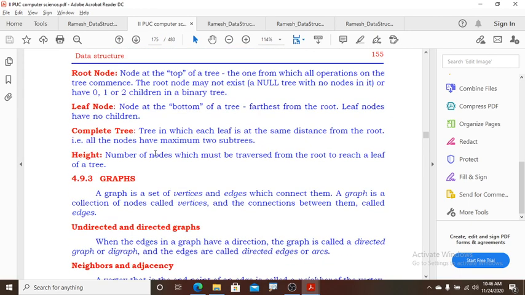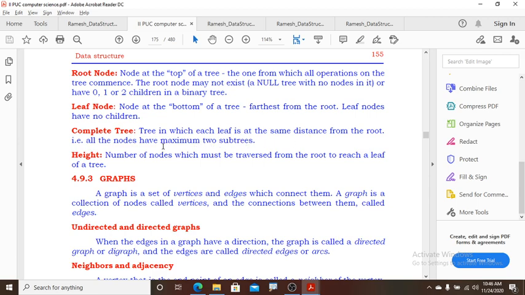These binary trees. Root node, all of you know, the node at the top of the tree is called the root node. Leaf node, at the bottom of the tree, which does not contain any children, this is a leaf node. Complete tree, a tree in which each leaf is at the same distance from the root.